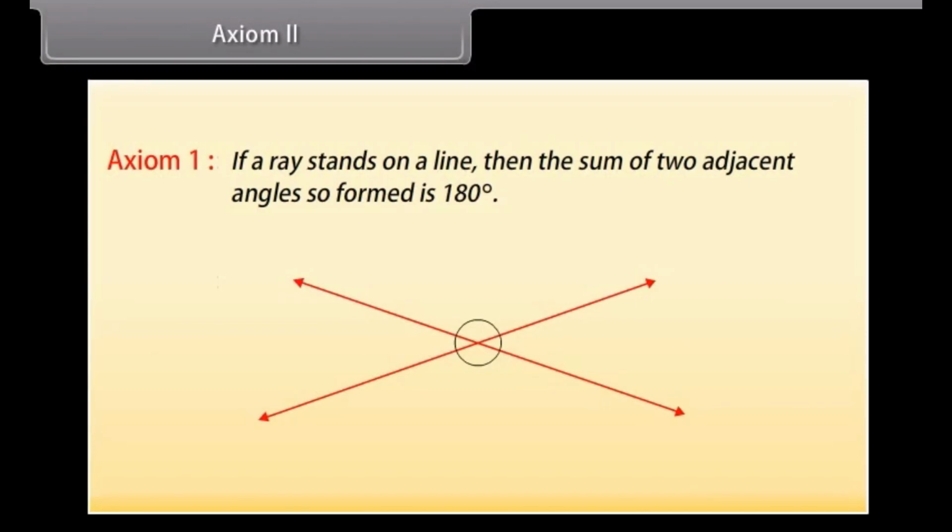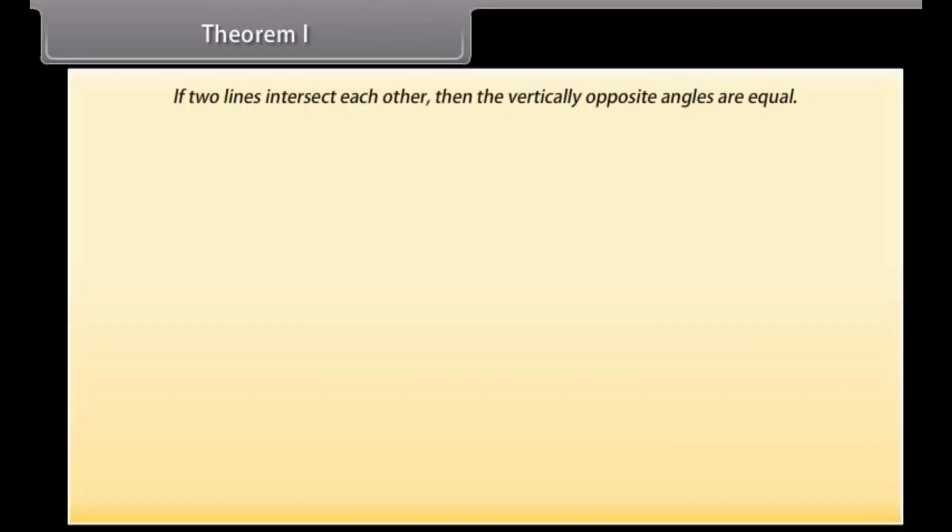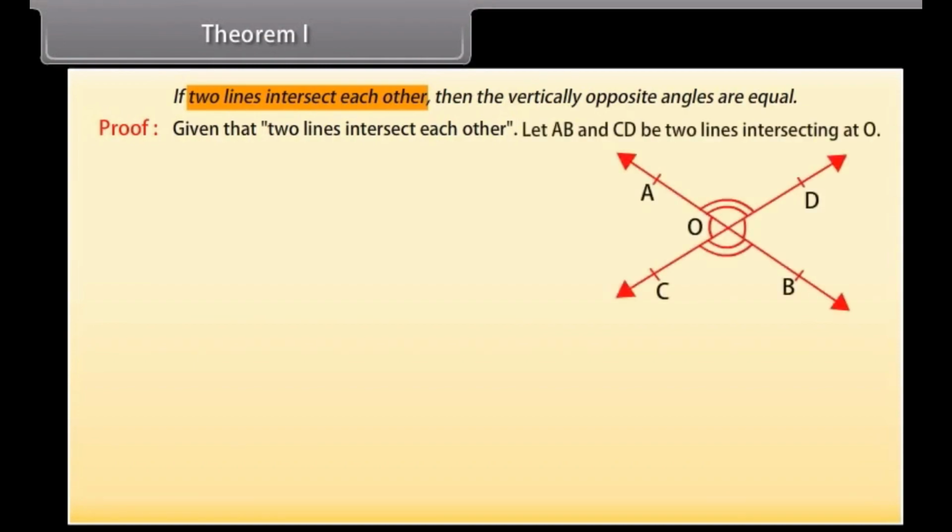We know that when two lines intersect, the vertically opposite angles are equal. We will prove this result after a small interactivity. Theorem 1. If two lines intersect each other, then the vertically opposite angles are equal. Let's prove this theorem. In this statement, it is given that two lines intersect each other. So, let AB and CD be two lines intersecting at O.